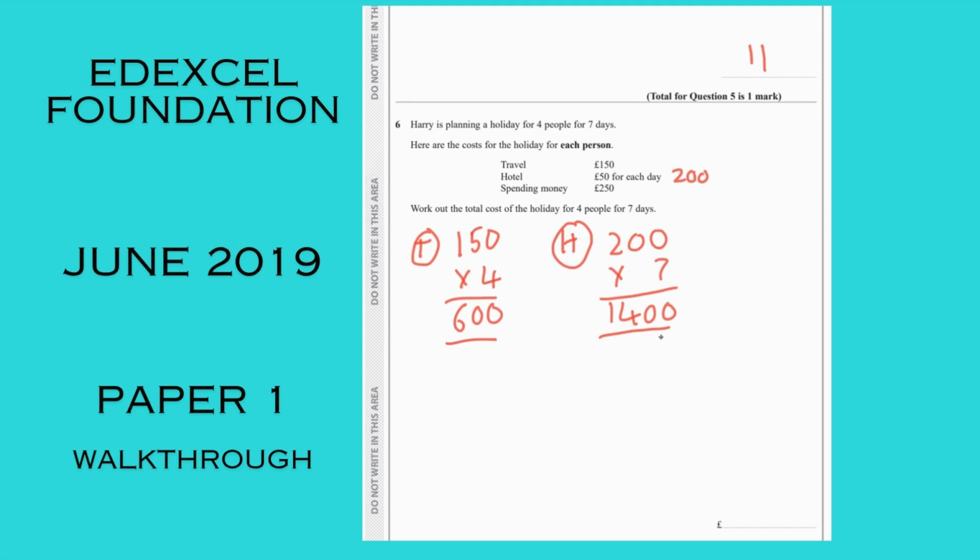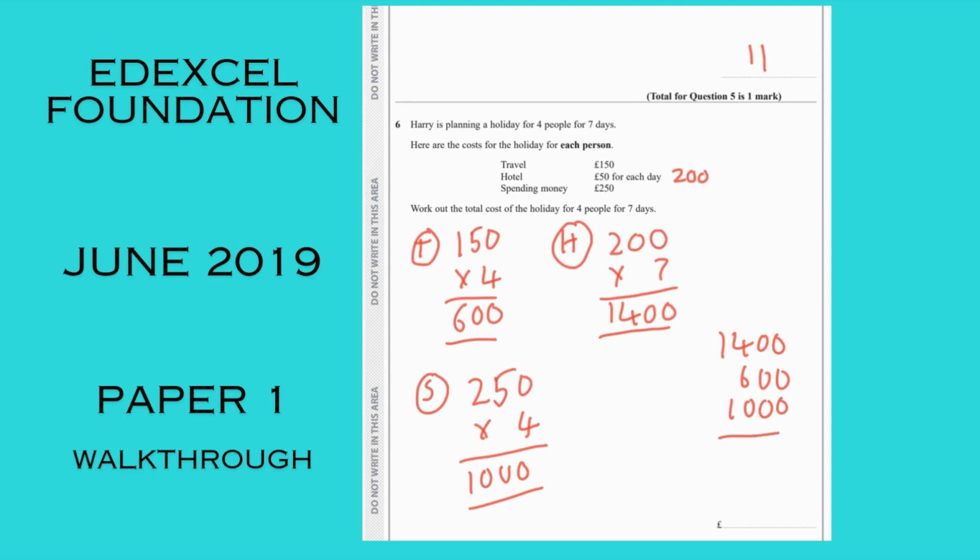Then the spending money, not each day. So for spends, £250 per person, 4 people, giving you £1,000 on top. So 1,400, add on 600, add on the 1,000, giving you £3,000 all in for this holiday.